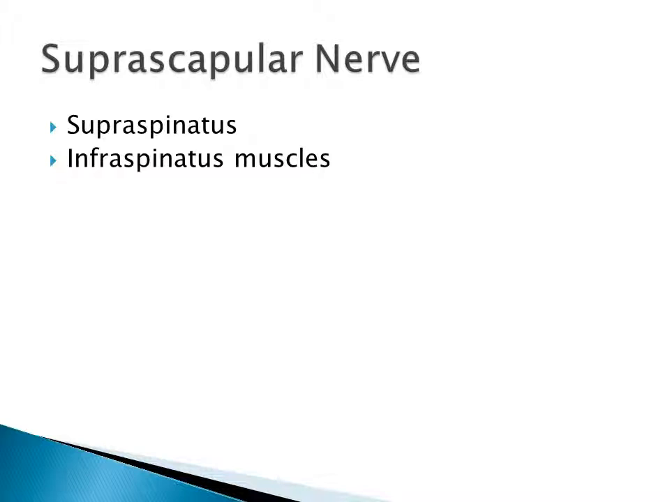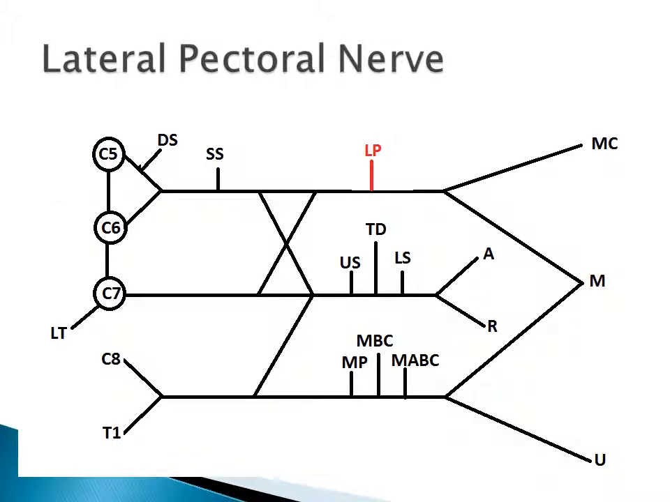The supraspinatus muscle is clinically significant as it produces the first 15 degrees of abduction of the shoulder. Injury to this nerve or its muscles, such as that which occurs in impingement, will cause the patient to have difficulties initiating abduction of the shoulder. Next, we will look at the lateral pectoral nerve.